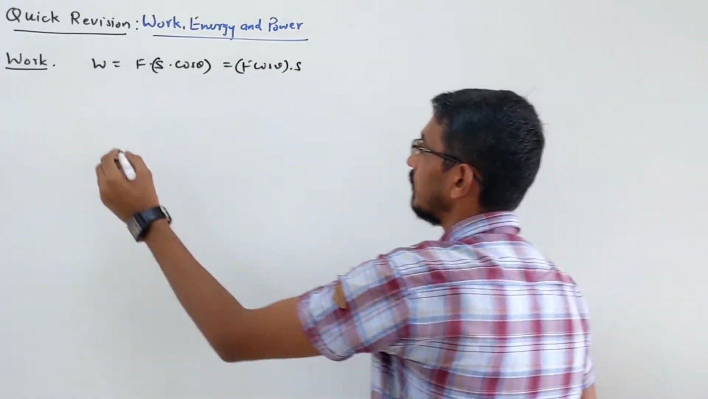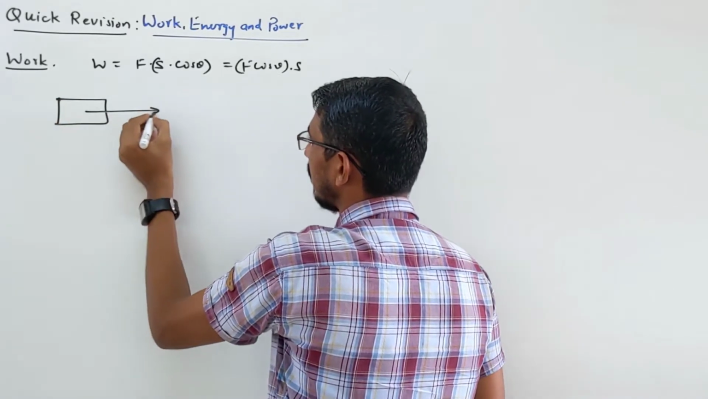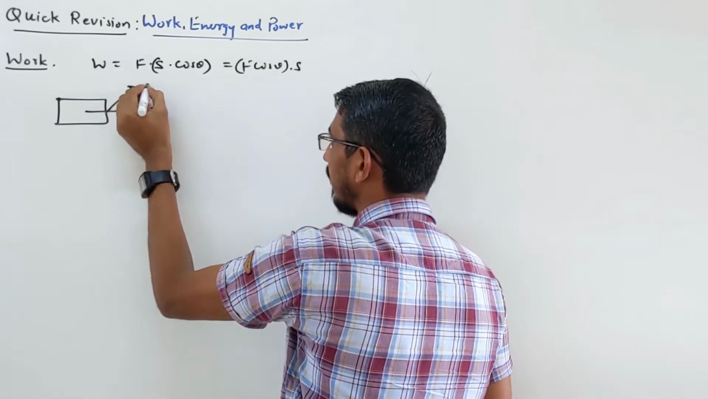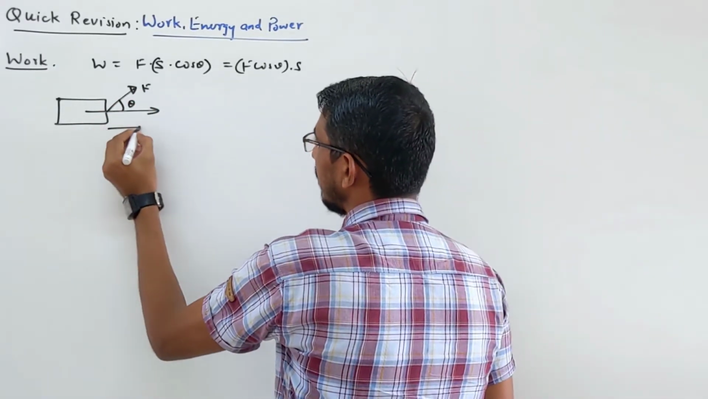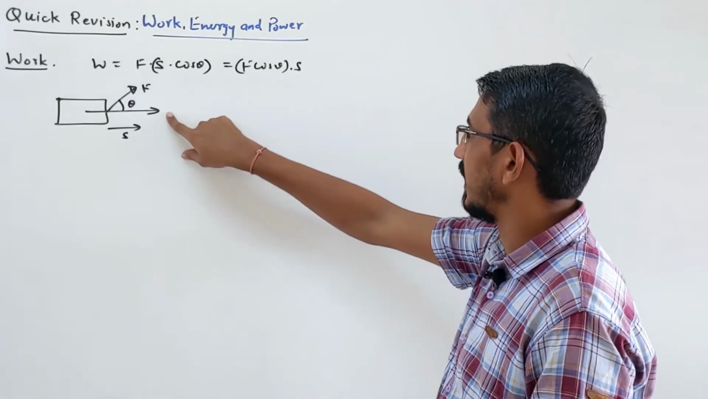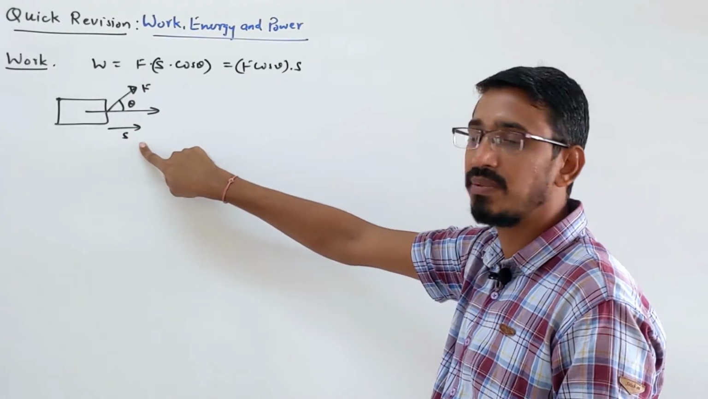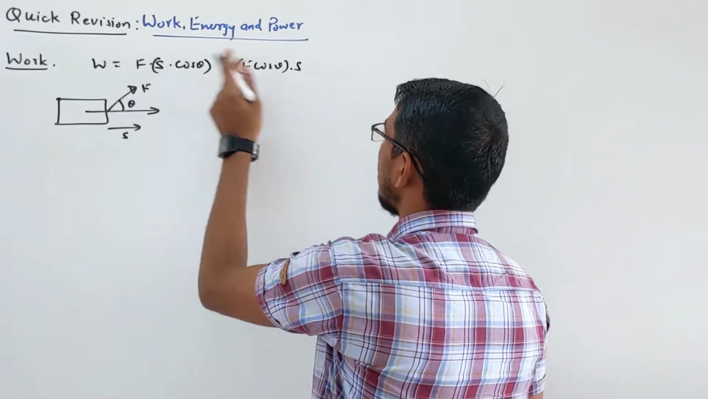Suppose you have a body here, with a horizontal direction, and a force F acting like this way, and this angle is theta. The body is moving in that direction, which is the direction of displacement or velocity. So you take the force component in this direction, that is F cos theta, into displacement, and that gives the work done in moving this body. This is the scalar format.